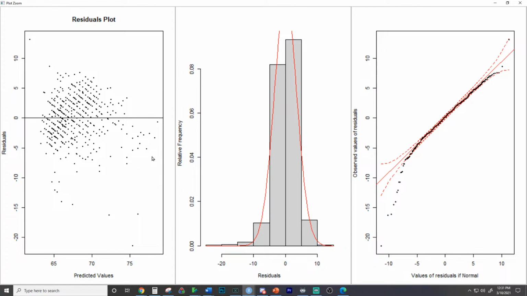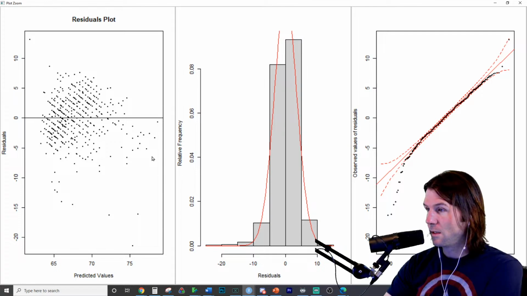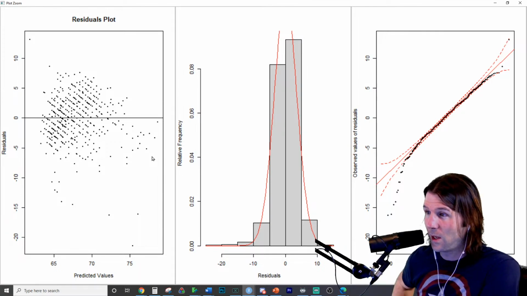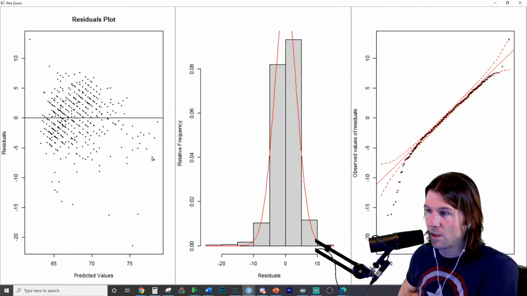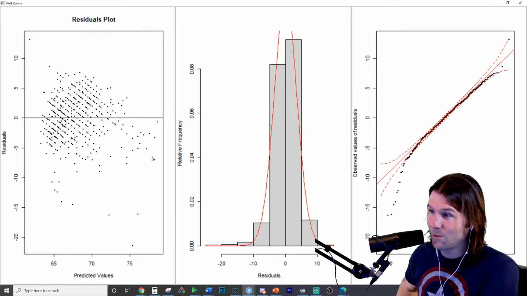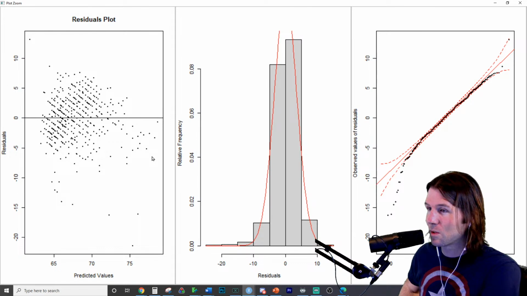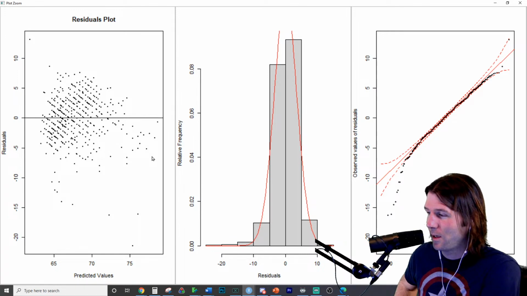Even though we fail the equal spread, I do not see strong differences on thinning or thickening of the model throughout. That would be my answer for this one: even though we fail the equal spread, it's the least of my concerns because I do not see a strong pattern in the residuals where they get thicker or thinner throughout. So do we fail the equal spread? Yeah, but I'm not that concerned about it.